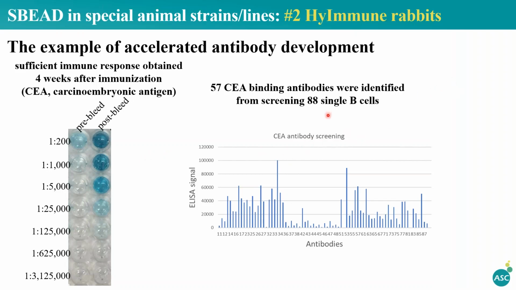Our result showed that out of the 88 single B cells that were sorted, we were able to develop 57 CEA binding antibodies with various affinities. Some of the high affinity antibodies can reach KD values in the picomolar range.